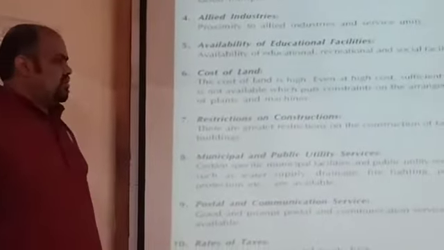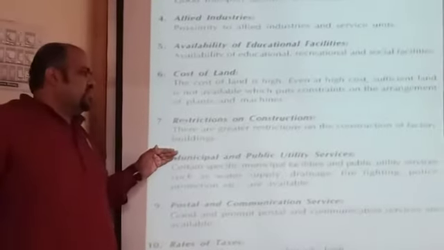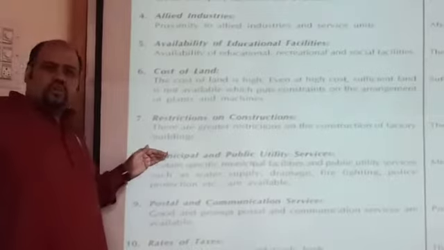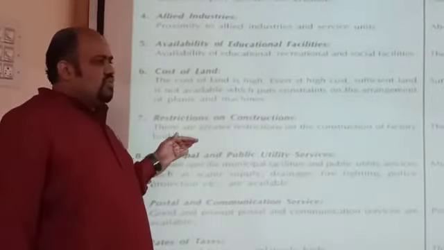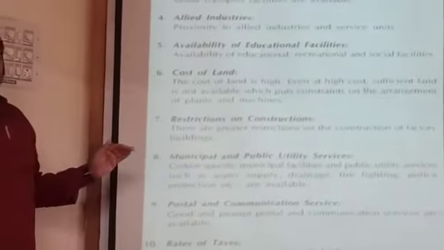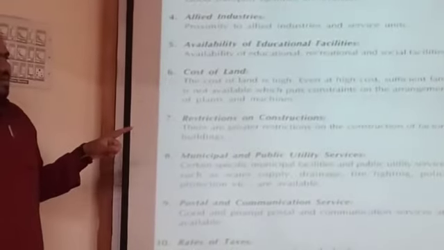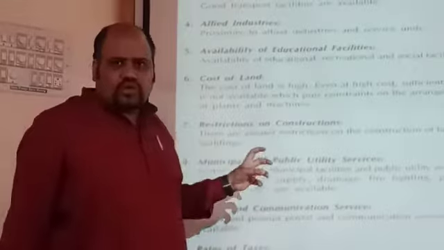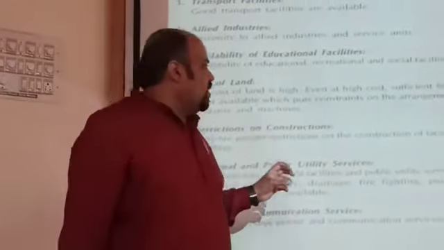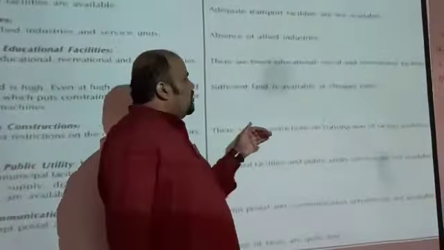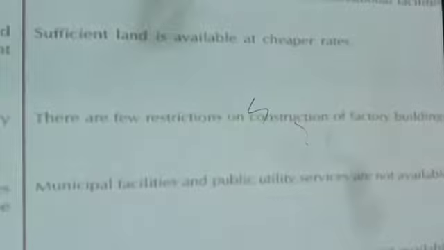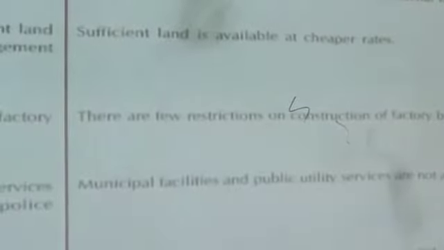Restrictions on constructions. In urban locations, a lot of restrictions are given by the municipality or corporations on the construction of factories, and locations are stipulated by the corporation, because they do not want the hazards to be transferred to the local citizens. But when it comes to the rural areas, there are not many restrictions. You can do construction very easily, and getting permission is also very easy compared to the urban counterparts.